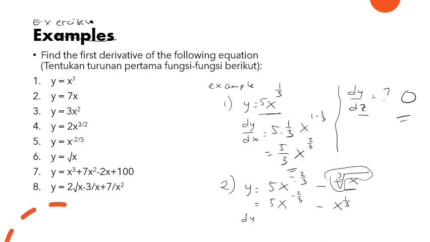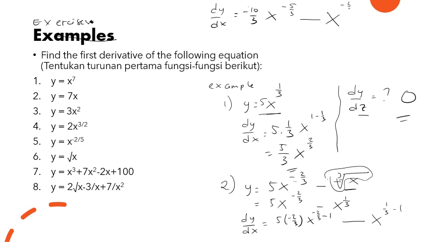Okay, so then the first derivative of that is 5 times minus 2/3 x^(-2/3 minus 1), minus x^(1/3 minus 1). So I'll go here because I have no space anymore. dy/dx will be 5 times minus 2/3 is minus 10/3, and the x will be minus 2/3 minus 1, is minus 5/3, minus x^(1/3 minus 1), which is minus 2/3. So that's it. Okay.